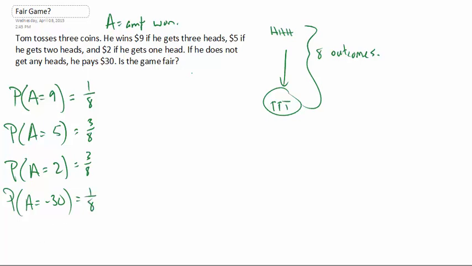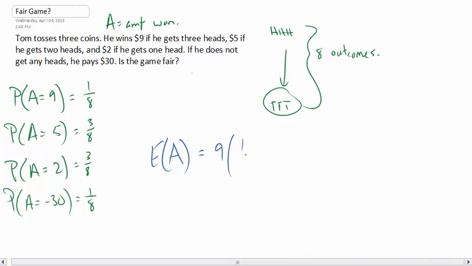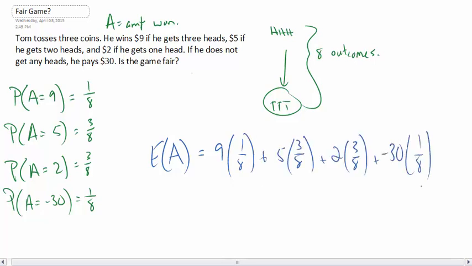To examine if this game is fair, we are going to find the expected value for A. So we're going to take each value for the random variable times its probability. And what we find here is that this is 0. So in the long run, it's not expected that Tom will win, but it's also not expected that the person he's playing against will win. It's expected that they'll come out even when it's all said and done. That makes this game a fair game.